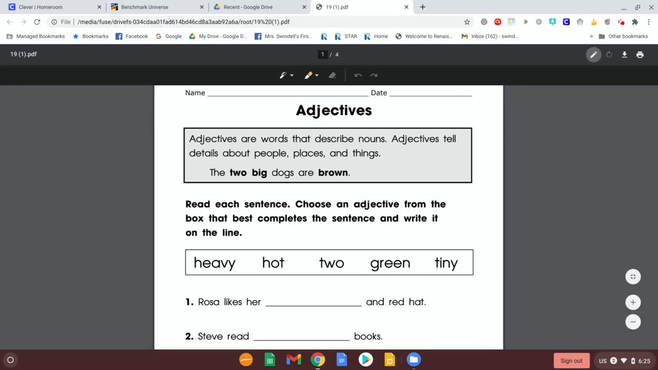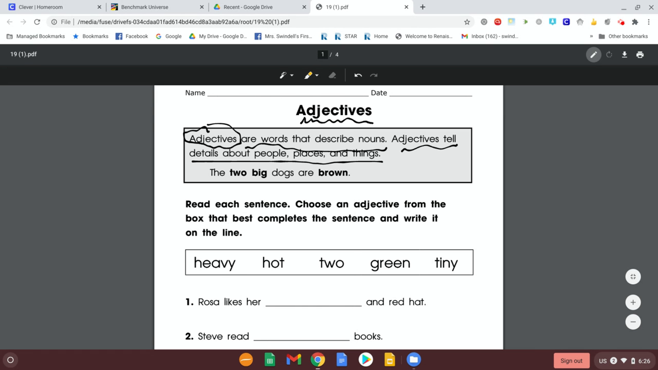So let's look at the top of this paper right here. It actually says adjectives right here. I'll circle that. Adjectives are words that describe nouns. Adjectives tell details about people, places, and things.